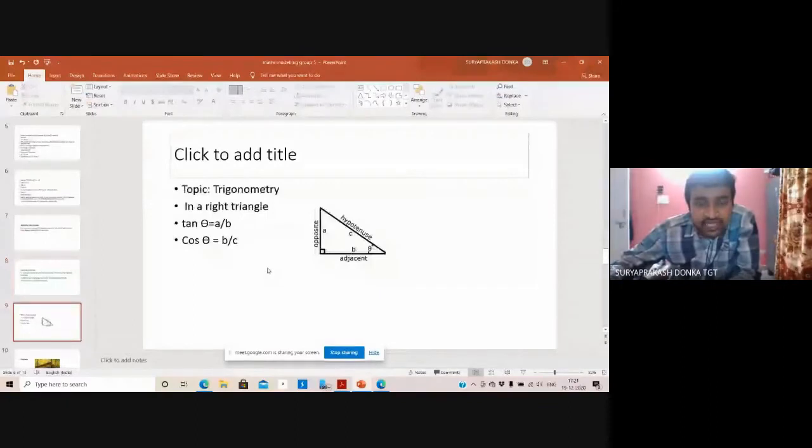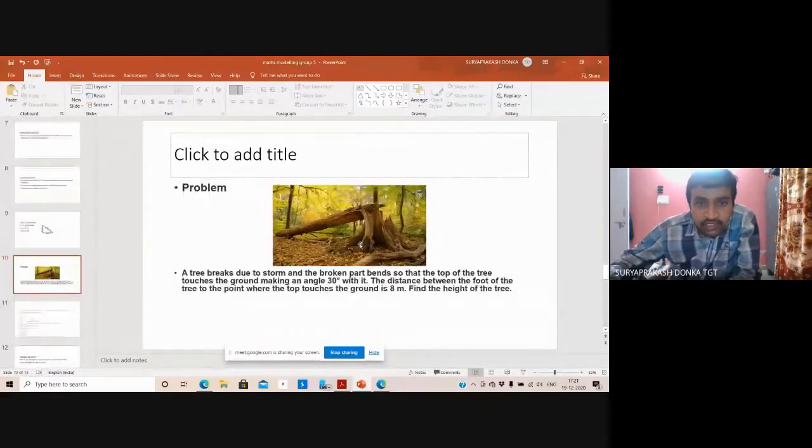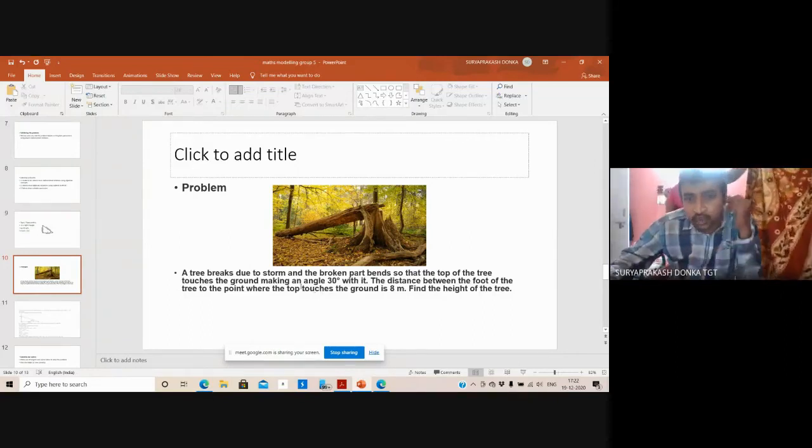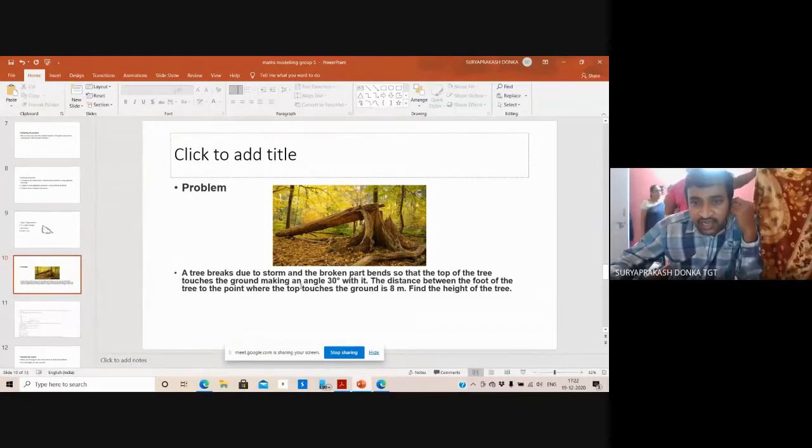And the second one is the mathematical topic trigonometry in a right triangle. These are the two major concepts which we used in this modeling: tan theta is equal to a by b, cos theta is equal to b by c, according to this right angle triangle. Here I took one problem based on the above topic. Suppose a tree breaks due to a storm and the broken part bends so that the top of the tree touches the ground, making an angle of 30° with it. The distance between the foot of the tree and the point where the top touches the ground is 8 meters. Then find the height of the tree. So this is a real life problem based on the mathematical topic which I have chosen.